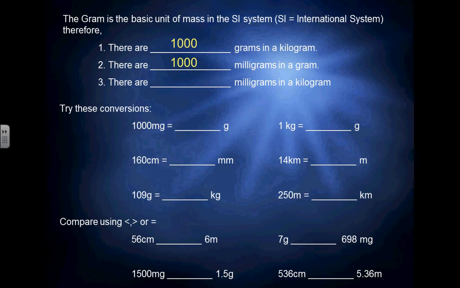How many milligrams in a kilogram? A million. So there's 1,000 milligrams in a gram, 1,000 grams in a kilogram, so a million. 1,000 times 1,000.